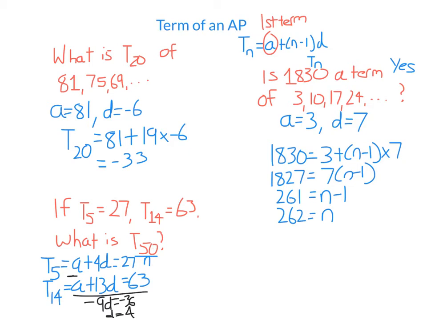If I substitute D equals 4 into this equation here, I get A plus 16 is 27. A is 11. So I've just found that the first term of this sequence is 11. The common difference is 4. So what would be T50? It would be A plus N minus 1 times D, which is equal to 207. And then we're done. So let's now look at an arithmetic series.